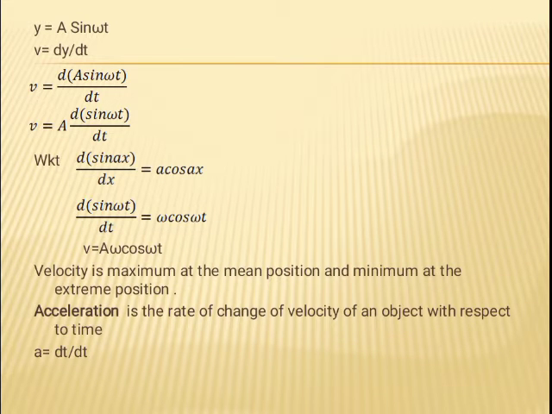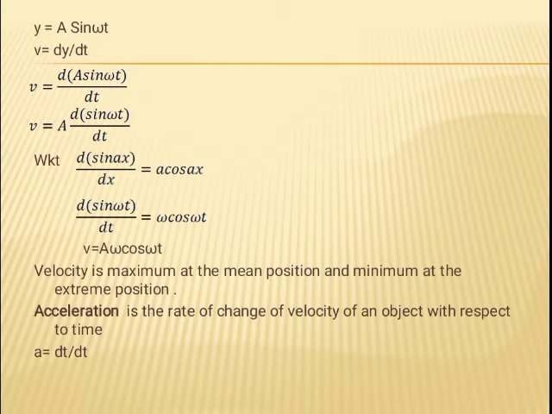So for this, what is the formula I would give? A is equal to, sorry children, there is a small mistake here. It is not dt by dt, it is dv by dt. Acceleration is equal to the rate of change of velocity with respect to time. So please correct it, it is dv by dt. This is your acceleration formula.